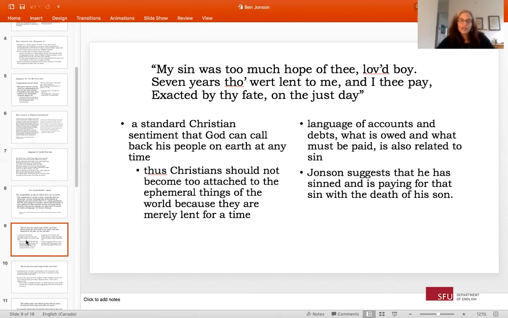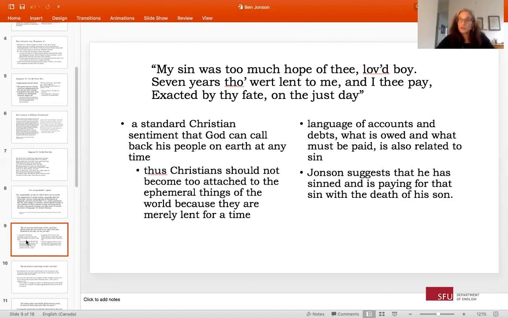But this language of accounts and debts, what is owed and what must be paid, is also related to sin, which Johnson evokes when he seems to assume that he has sinned and is paying for that sin with the death of his son. "My sin was too much hope of thee, loved boy. 7 years thou wert lent to me, and I thee pay, exacted by thy fate on the just day."